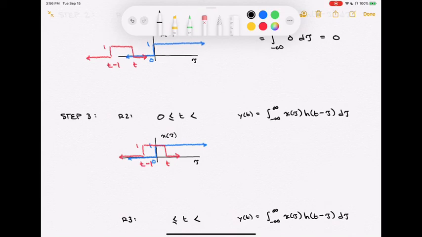From 0 to t, the product of these two functions is 1 times 1. And so that's a non-zero value, and I'm going to need to deal with that integral. As I continue that integral out to infinity, going from t to infinity, I'm going to get 0 times 1. That's just a product of 0, so again that's just an integral of 0, and that's going to disappear and be 0.